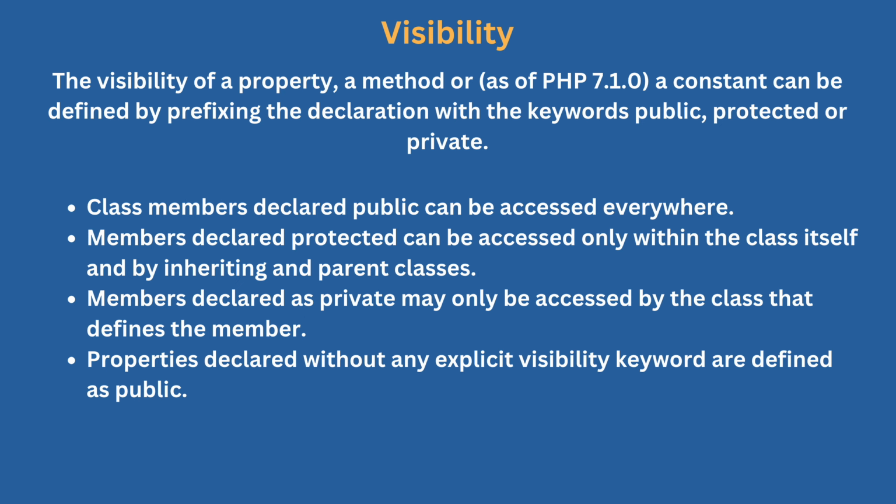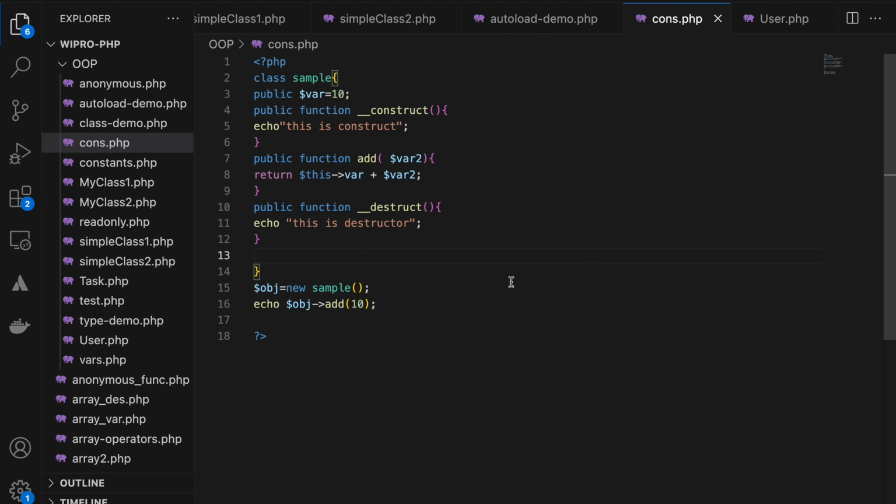So what is the meaning of public? If a property is public, what does it mean? We can access it. Everyone can access it, anywhere. Yes, sir. Yes. So I am creating something.